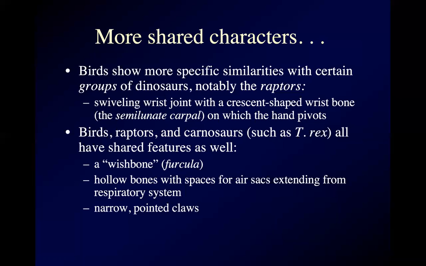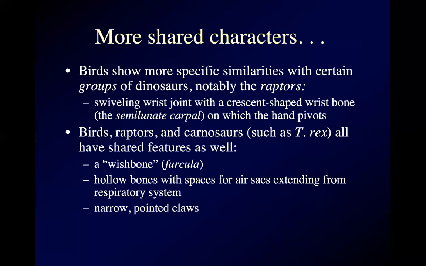And I know you've all seen Jurassic Park. You know what raptors are. And then birds, raptors, and a group of dinos called the carnosaurs, which includes T-Rex. Those also have shared features. They've got a wishbone. We know they've got narrow, pointy claws.